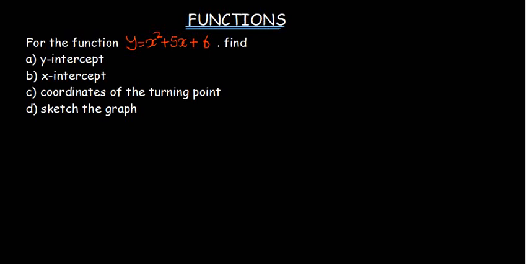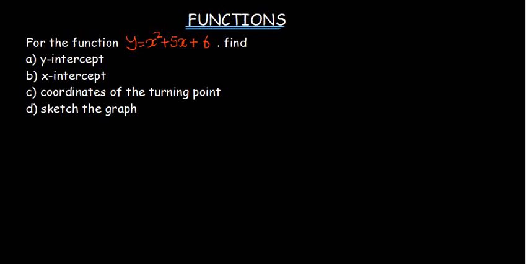Okay, so in this video we're going to go over functions. The question we have been given is: for the function y equals x squared plus 5x plus 6, (a) find the y-intercept, (b) the x-intercept, (c) the coordinates of the turning point, and (d) sketch the graph. For this function, this is a quadratic function.